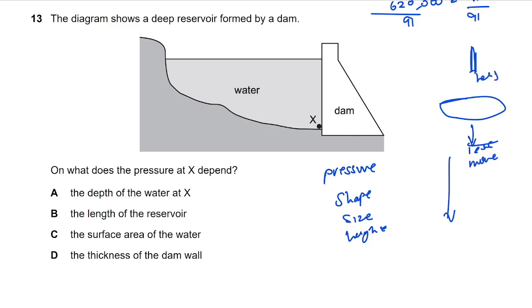So on what does the pressure at X depend? The depth, of course. Yes, the depth, because the more you go down, the higher the pressure. It works the same way in the sea or in the swimming pool.